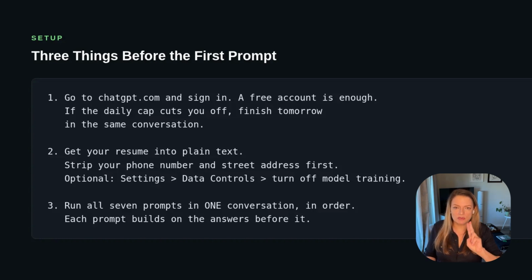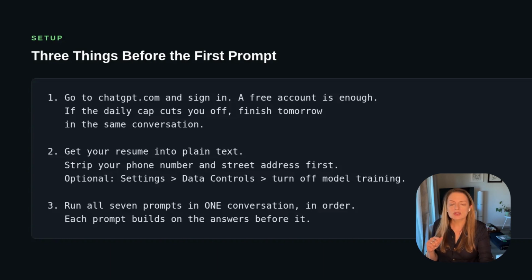2, get your resume into plain text. So open it, select it, copy. You will be pasting what you just copied into the chat. Before you paste, strip your phone number, your address, and basically anything that is personally identifiable, because ChatGPT does not need them, and you should not paste contact details into any AI tool. Another way to prevent accidentally sharing anything, if you want extra caution, open settings, then data controls, and turn off the option that lets your chat train the model, right?